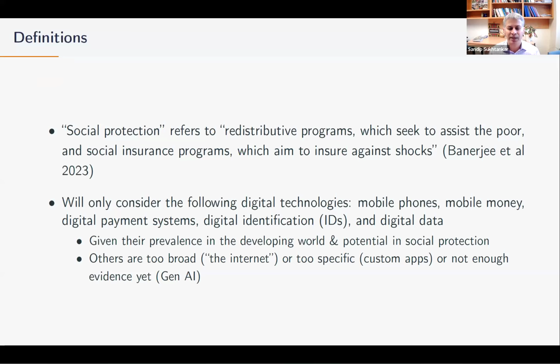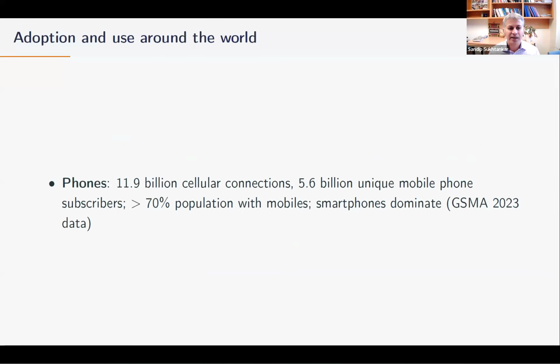But for now, these are the 5 things that we will focus on. So why these 5 things? Well, as everyone again knows, mobile phones have just exploded over the last 15, 20 years or so in the developing world and elsewhere. Again, these data are probably already a little bit outdated, but there's about 12 billion cell phone connections, nearly 6 billion unique users. And that's basically 3/4 of the world's population having a mobile phone, which is just unbelievable.